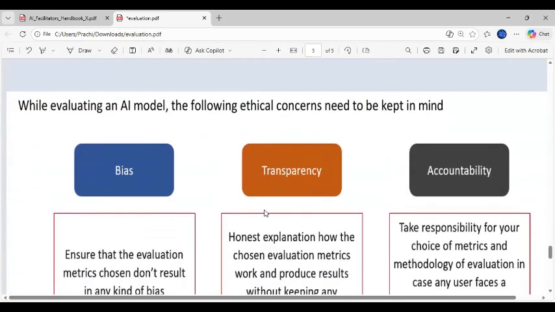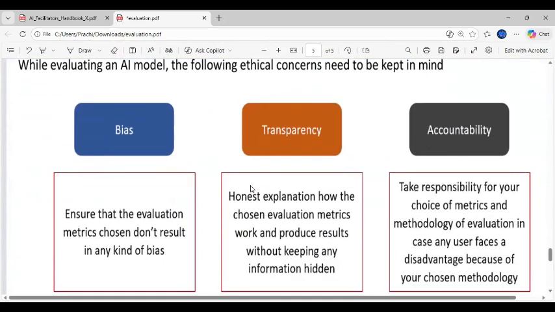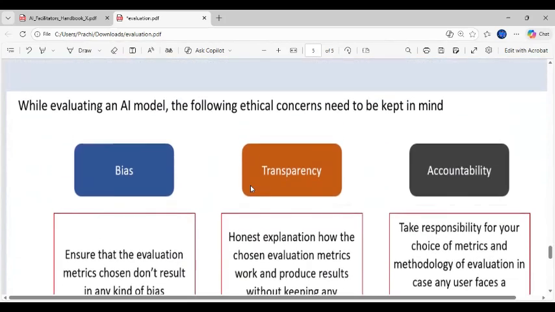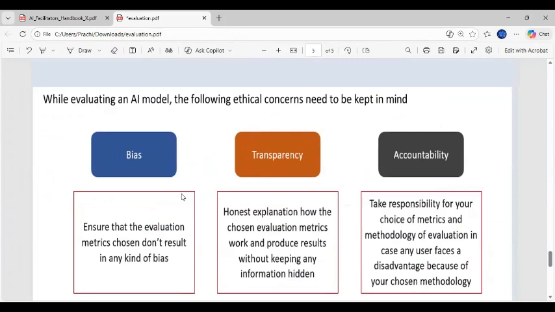Now, another and probably the last topic of this chapter, this is something new which they have added this year. Expectations are there that maybe something from here should come. While evaluating an AI model, some ethical concerns should be kept in mind. There are three major ethical concerns. Remember them with their headers' names: bias, transparency, and accountability. You have to remember every component from here.